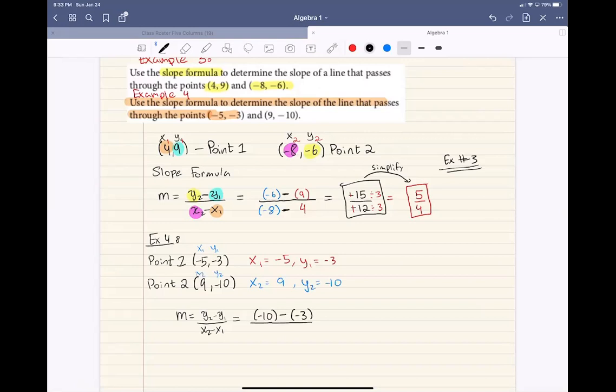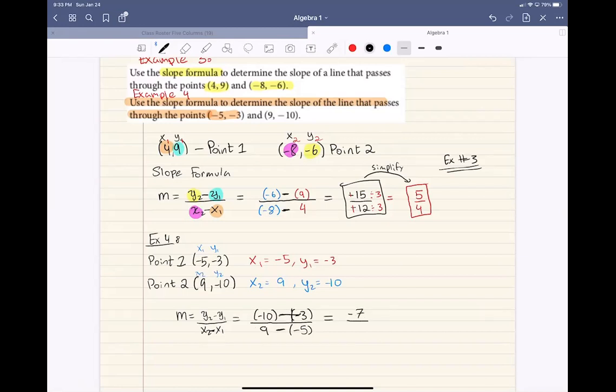On the bottom, we're going to have x2, which is 9. So we can just write that like that. Minus, because that's part of the formula. And x1, we're going to put as -5, so we're going to put that in parentheses. All right, next, all you have to do is evaluate. As we're evaluating, what's -10 minus -3? That's going to be the same thing as plus. So -10 plus 3, that's going to be -7.